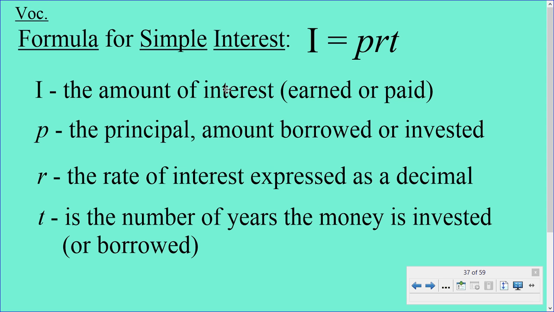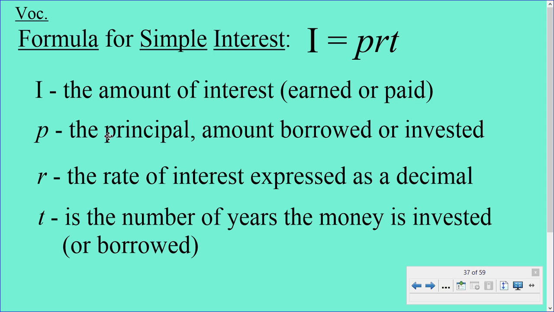The formula to calculate simple interest is I equals PRT. I stands for the amount of interest that's either earned or paid, because if you put money in a bank, you would earn interest. If it's paid, like in Teddy's case, he'd have to pay Miss Yeboah interest on the money that he borrowed.